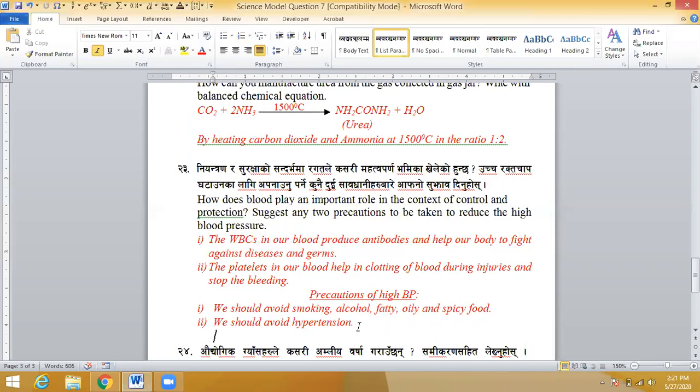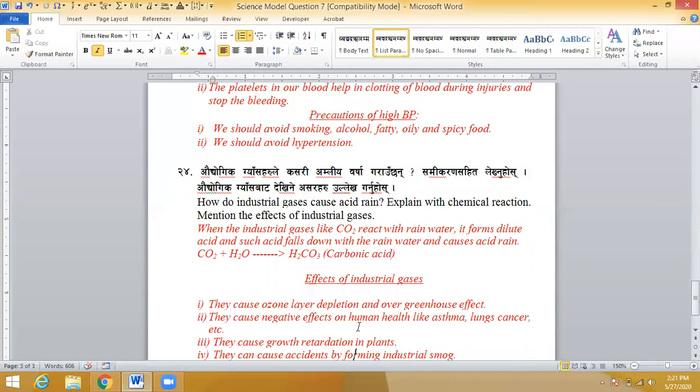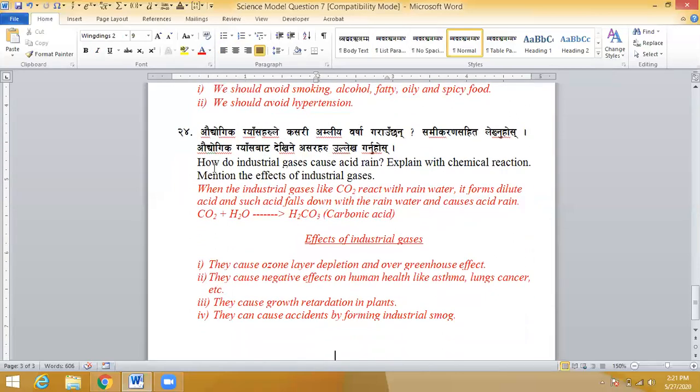Okay. Now, the last question I think for this topic. Our question here is, how do industrial gases cause acid rain? We did this earlier also. It is a very simple question. The first thing is, industrial gases are the gases produced by the industries, and the main gas produced by industries is CO2 gas, right? When industrial gas like CO2 reacts with rainwater, right now it is raining here also, okay?